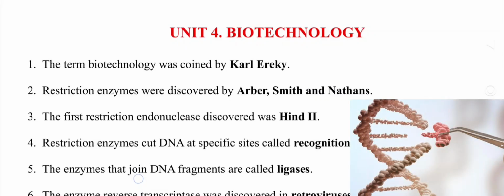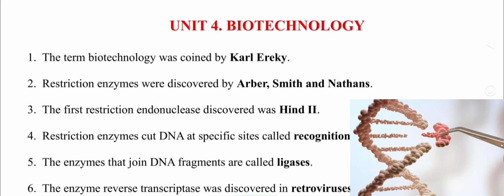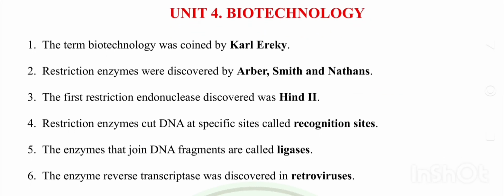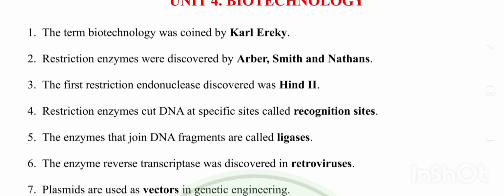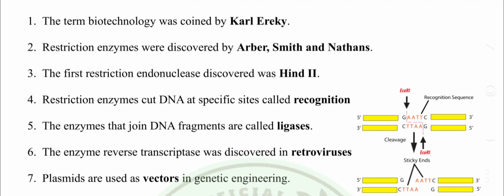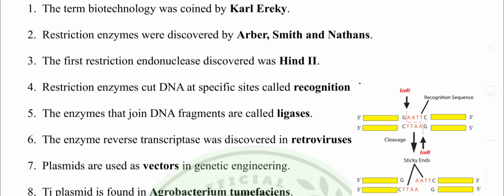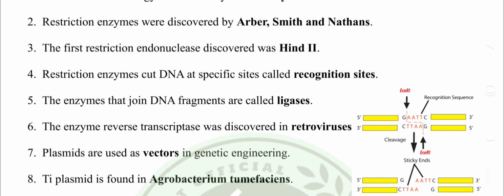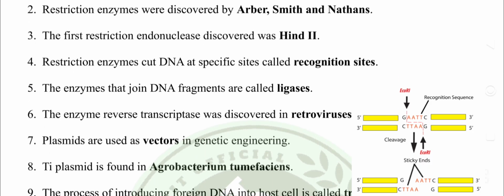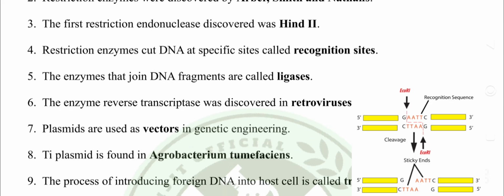Unit 4, Biotechnology. 1. The term biotechnology was coined by Karl Ereky. 2. Restriction enzymes were discovered by Arber, Smith, and Nathans. 3. The first restriction endonuclease discovered was Hind II. 4. Restriction enzymes cut DNA at specific sites called recognition sites.